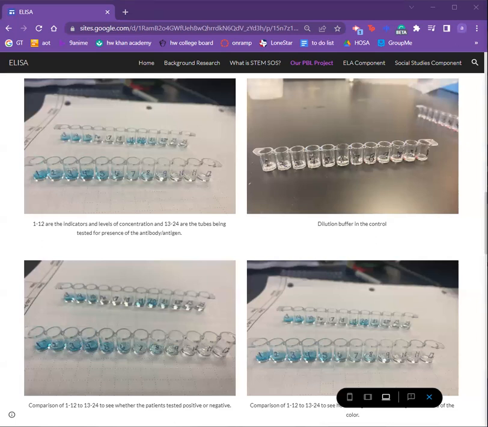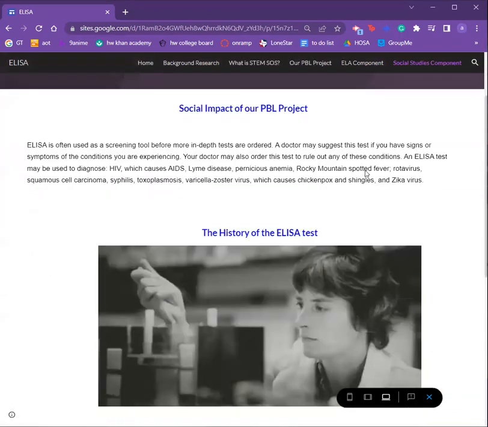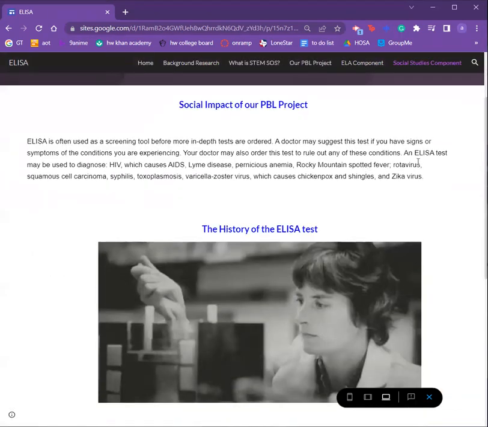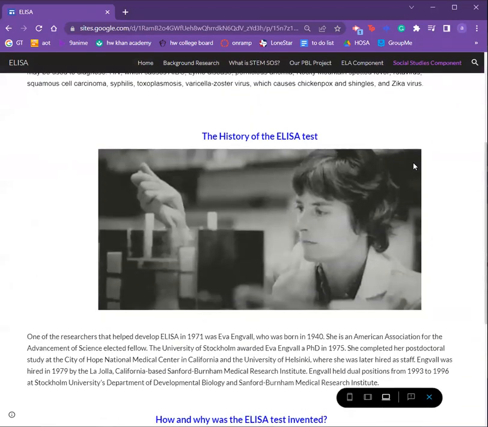So, who contributed to the discovery of the ELISA test? One of the researchers that helped develop ELISA in 1971 was Eva Engvall, who was born in 1940. She was awarded a PhD in 1975 by the University of Stockholm. She completed her postdoctoral study at the City of Hope National Medical Center in California and the University of Helsinki, where she was later hired as staff.